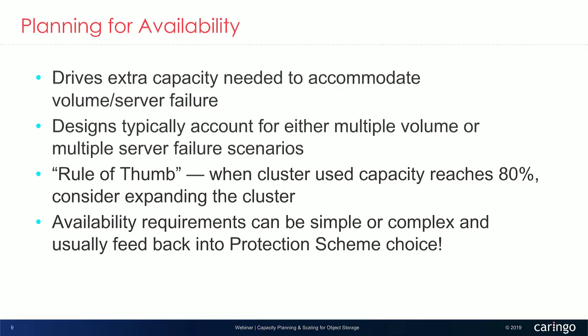Your availability requirements could range from the very simple to the highly complex. And ultimately what happens is that those decisions and those requirements feed back into your protection scheme of choice. So there's a little bit of a feedback loop here when you start planning for availability, and it's something that you'll want to account for as part of the overall planning process.